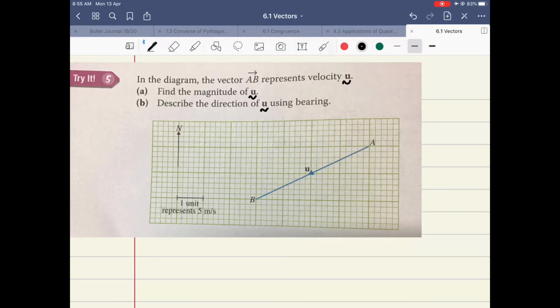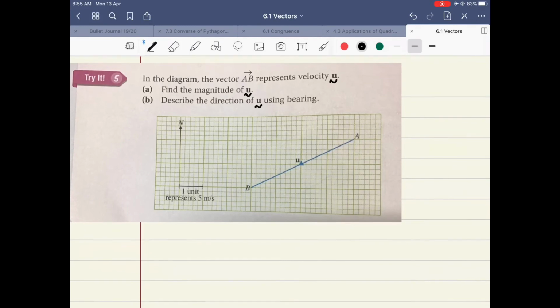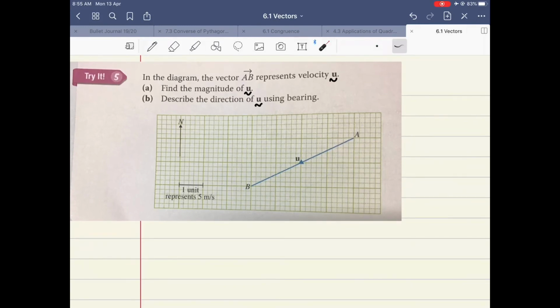Okay, so now, how will I find this? Basically, I will express the vector u as a column vector first. So if you remember, for column vectors, we go by the x direction. 1, 2, 3, 4. This is negative 4. And it's going downwards by 2 units, and it's negative 2. Hence, I can write down the column vector. Vector u is equals to negative 4 and negative 2.